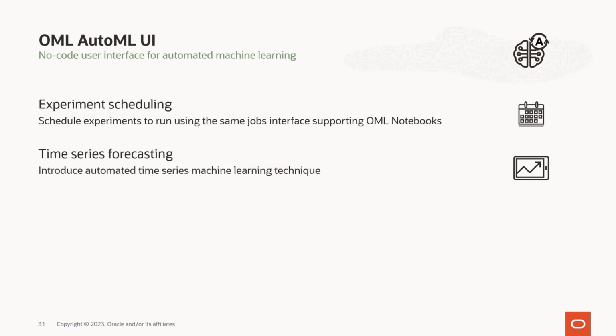We'll also be adding a new machine learning technique, time series forecasting, which supplements the classification and regression techniques already supported. This will support use cases like forecasting demand, sales, and inventory, without having to worry about hyperparameter tuning or algorithm selection. This leverages the 23c algorithm enhancement we just mentioned for ESM.